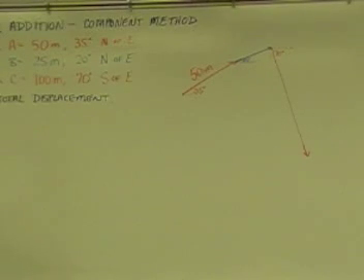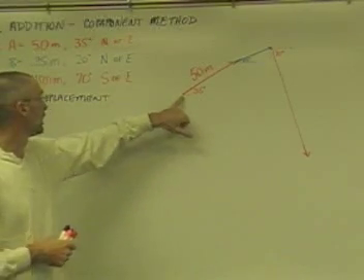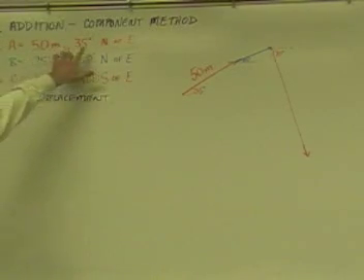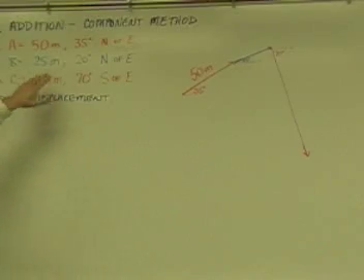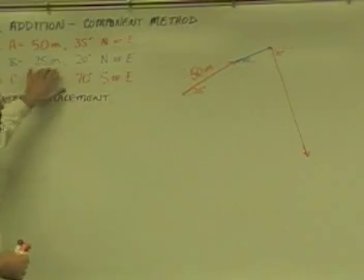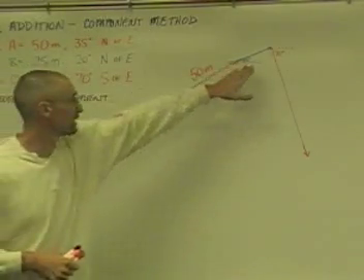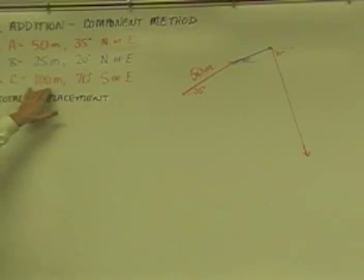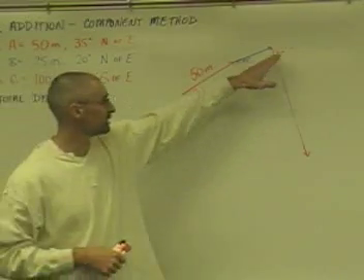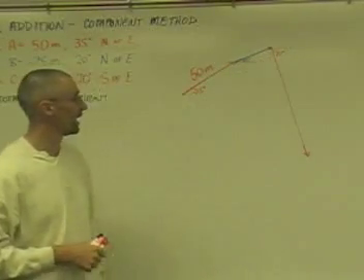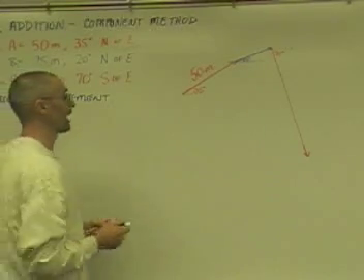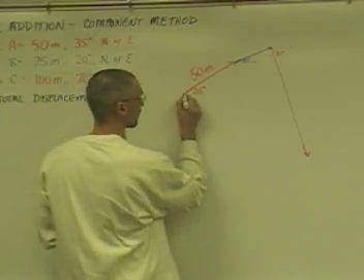Okay guys, today we're going to be looking at adding vectors using the component method. Basically I've set up the problem here to be a displacement problem. You're going to start here and go 50 meters, 35 degrees north of east. Then you're going to go 25 meters, 20 degrees north of east. And then you're going to go 100 meters, 70 degrees south of east. What we're going to do then is figure out how far we are away from where we started.